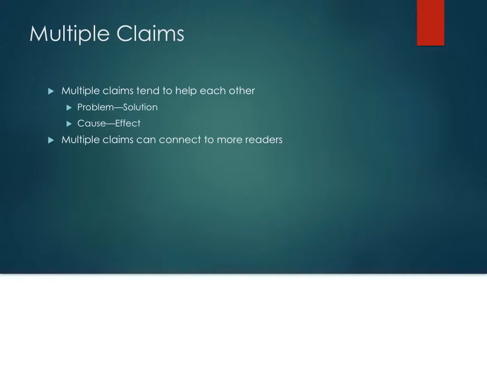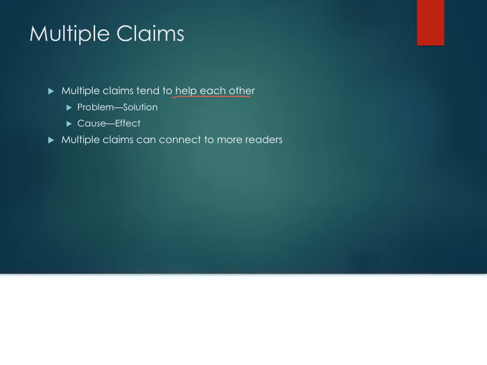The big change this year is talking about multiple claims. So once you have found two or more claims, you'll need to consider how they relate to one another, and you'll need to be able to explain this to get anything above a 1. The big thing is that multiple claims tend to help each other, and there are two key ways that will happen. 1, it could be a problem and a solution, and 2, it could be a cause and effect.